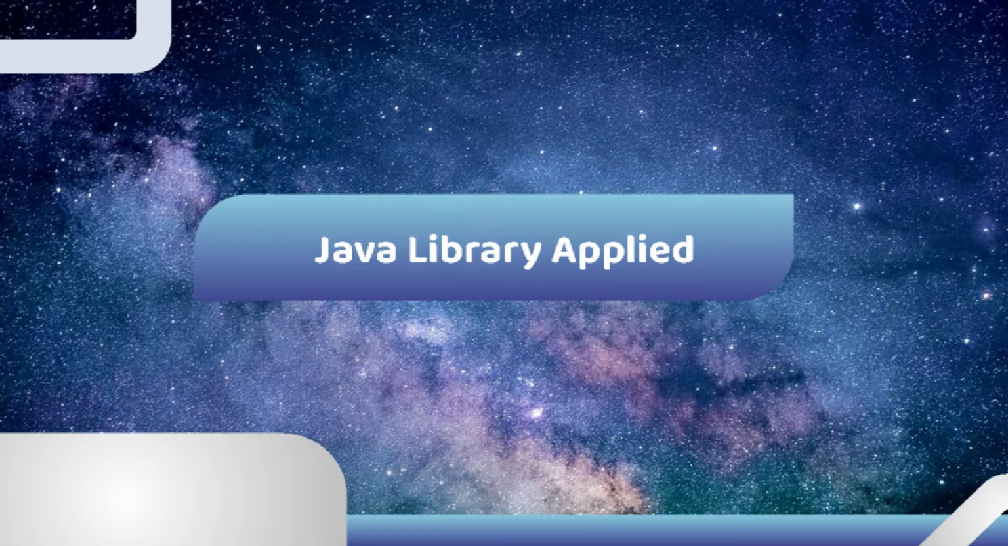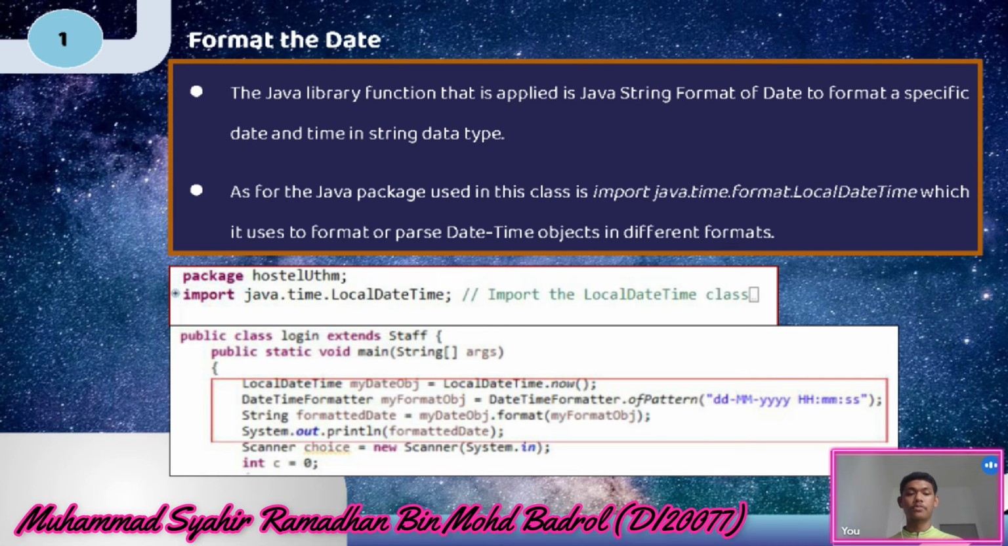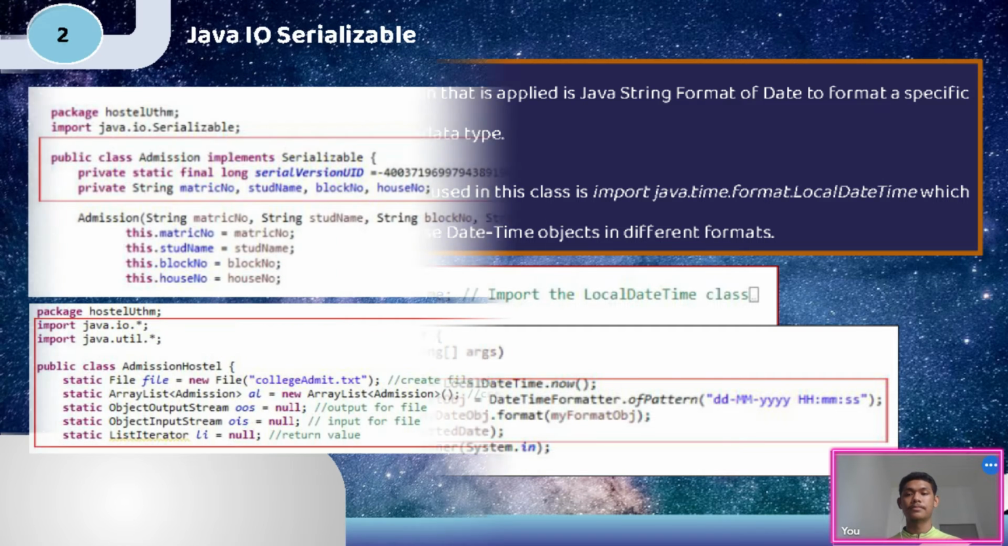Assalamualaikum. I will present the Java libraries applied. The first one is format the date. The Java library function that is applied is Java string format of date to format a specific date and time in string data type. As for the Java package used in this class, it is import java.time.LocalDateTime, which is used to format or parse datetime objects in different formats.